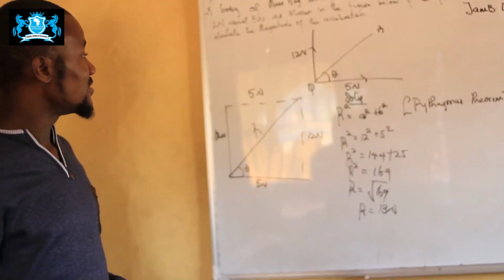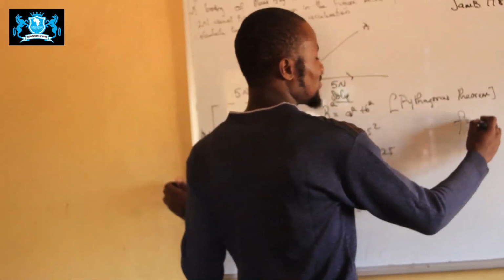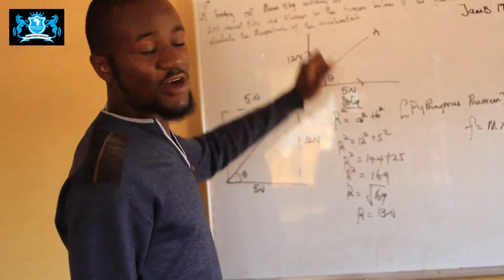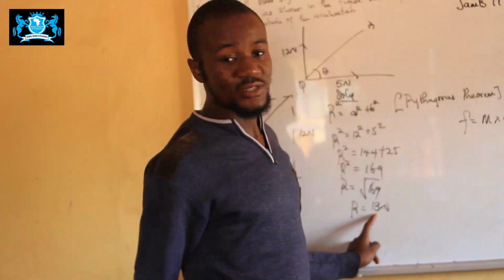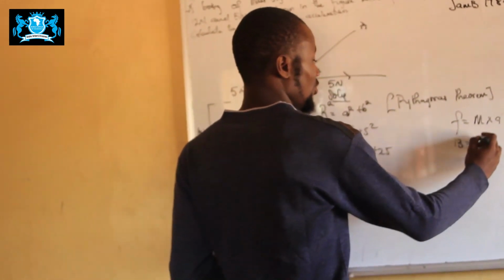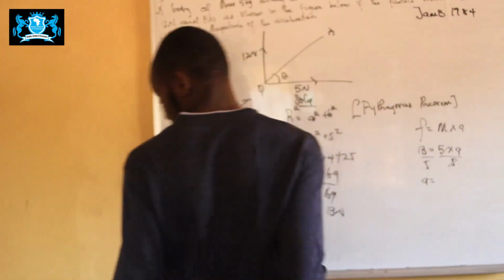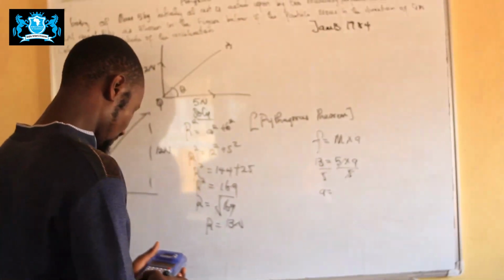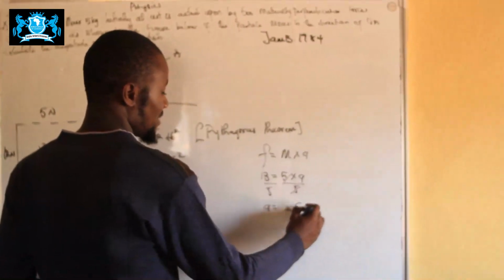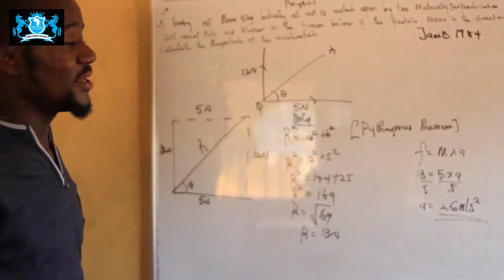Now, the question didn't ask you to calculate the resultant force. It asked you to calculate the magnitude of the acceleration. So you are using the formula that says F is equal to mass times acceleration. The mass of the object is 5 kg, and we are getting the force as 13. So you have that your force is 13, your mass is 5 times A. Divide both sides by 5, and A is equal to 13 divided by 5. We have 2.6 meters per second squared, and that is the magnitude of the acceleration.